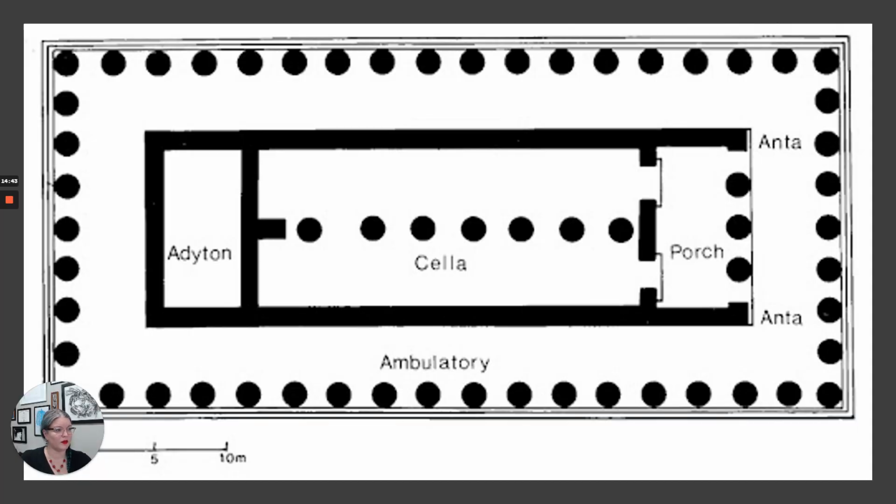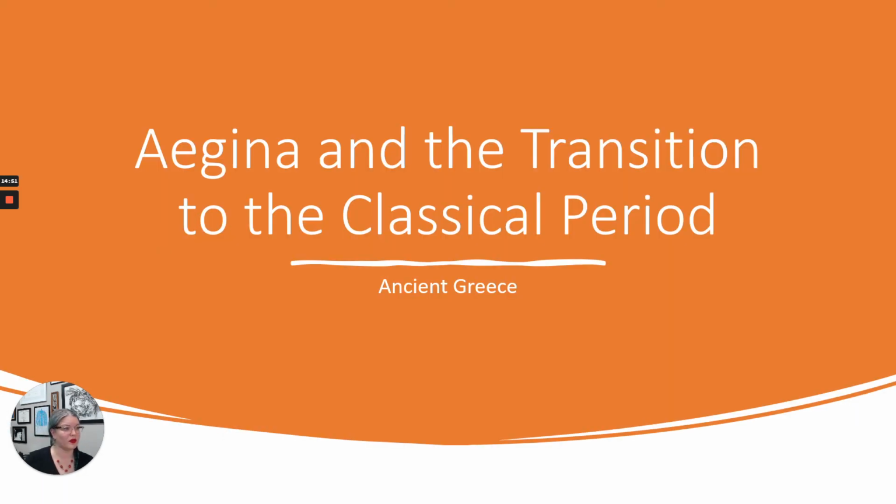Okay, so this is the plan, and you can see that line of columns in the center, which is kind of strange, right? Okay, so next we're going to look at a transition example between the archaic and classical architecture in ancient Greece.